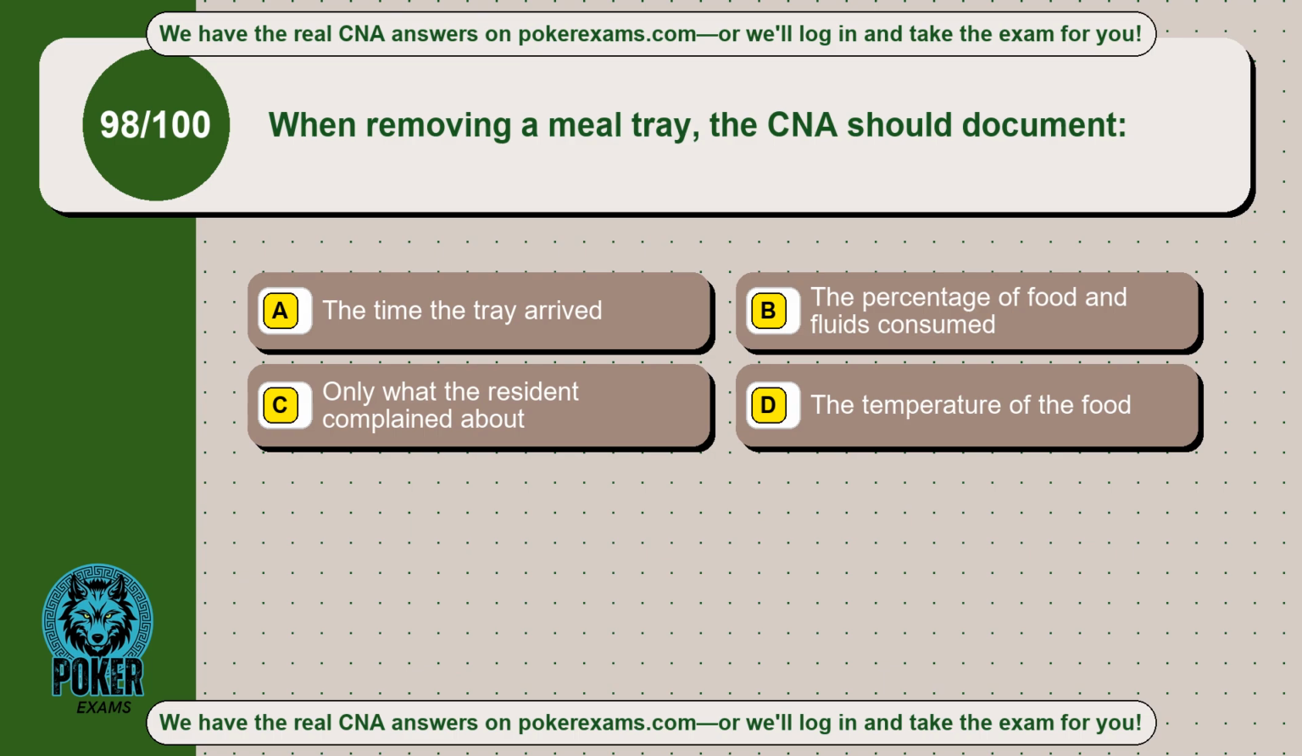Question 98. When removing a meal tray, the CNA should document: Option A. The time the tray arrived. Option B. The percentage of food and fluids consumed. Option C. Only what the resident complained about. Option D. The temperature of the food.